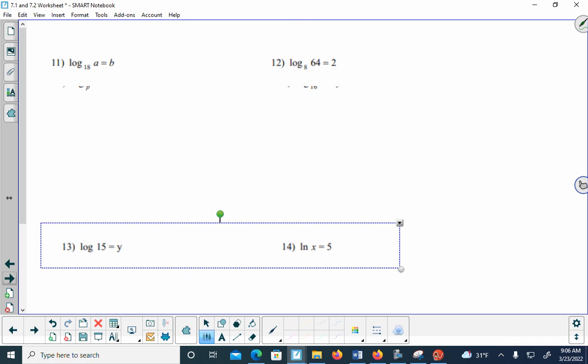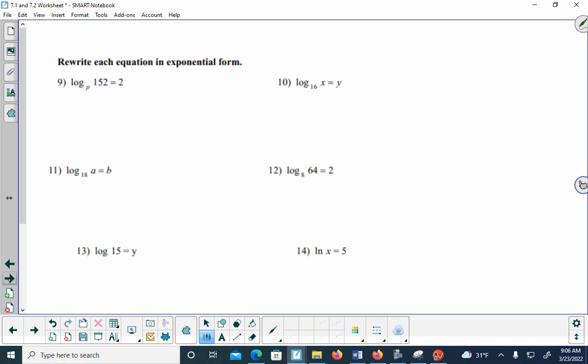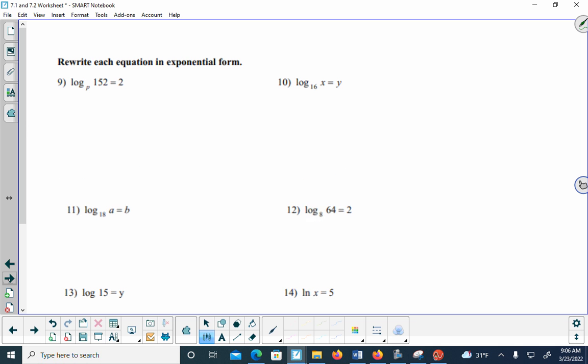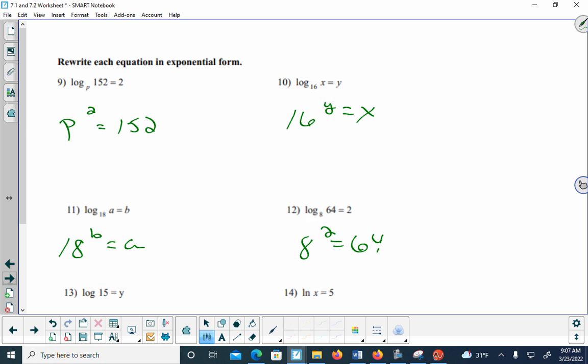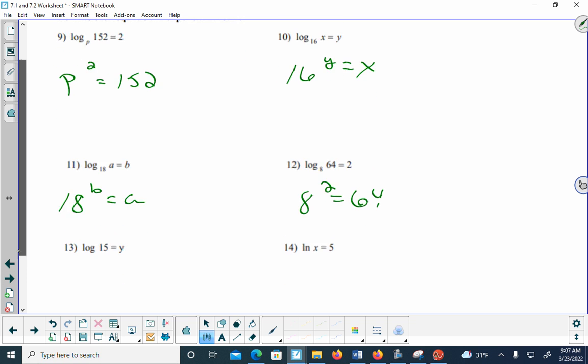Moving on to the next one, it's asking you to rewrite each log function as exponential form. So my base for number 9 is p, so p squared is equal to 152. For number 10, my base is 16, so 16 to the y is equal to x. For number 11, my base is 18, 18 to the b is equal to a. 12, my base is 8, 8 squared is equal to 64. And that one I know I'm doing right because 8 squared is equal to 64.